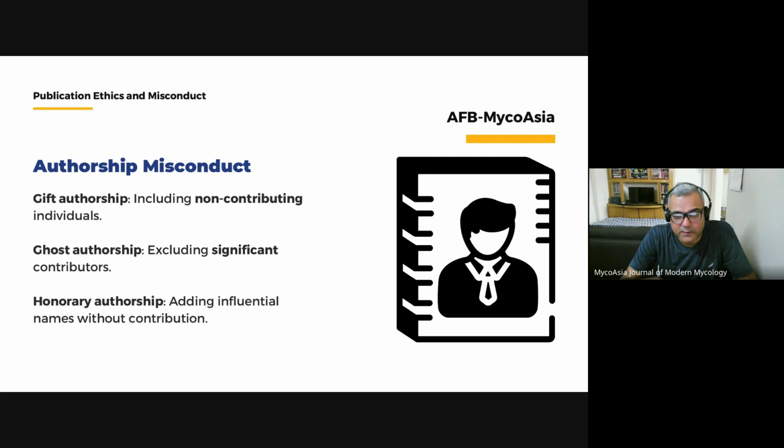The third one is honorary authorship. Adding influential names without contribution. Basically, you want to keep some influential people in the field happy so that it can benefit your career. So you offer them authorship. First of all, offering authorship to such people is not ethical, and accepting such authorship is also not ethical. So you should avoid it. Actually, the honorary authorship issue, the ghost authorship issue, and the gift authorship issue.